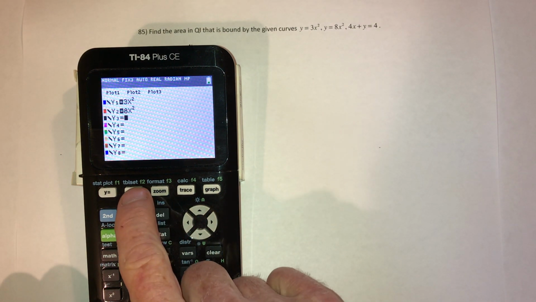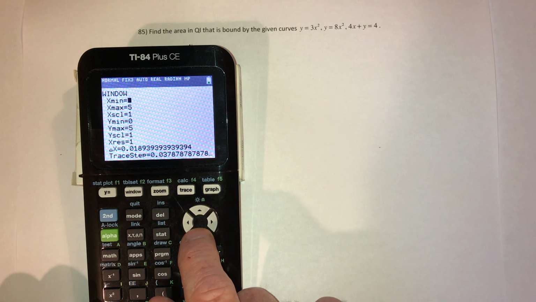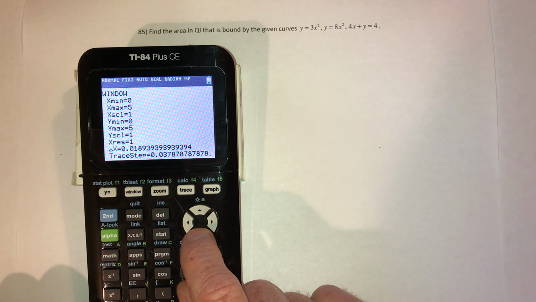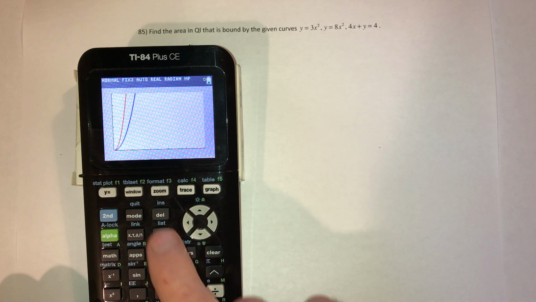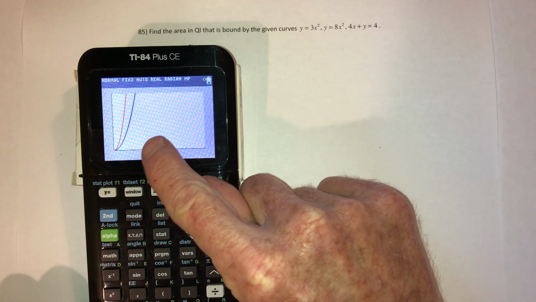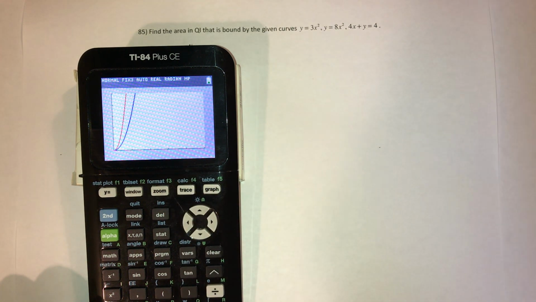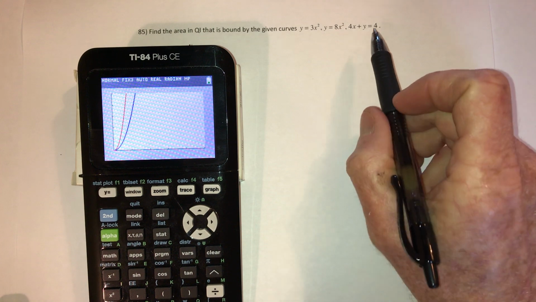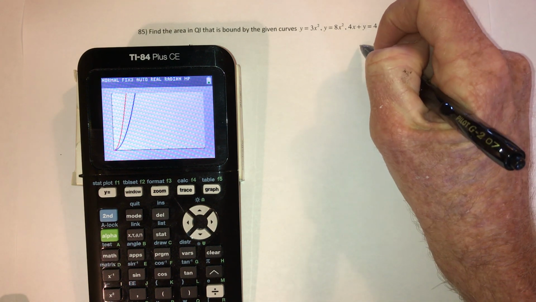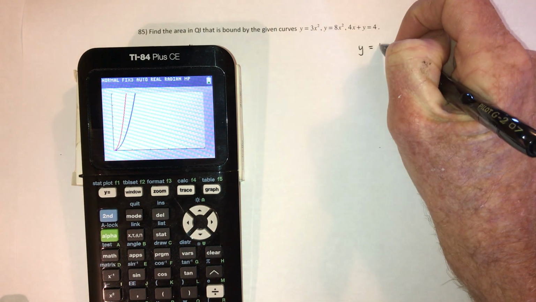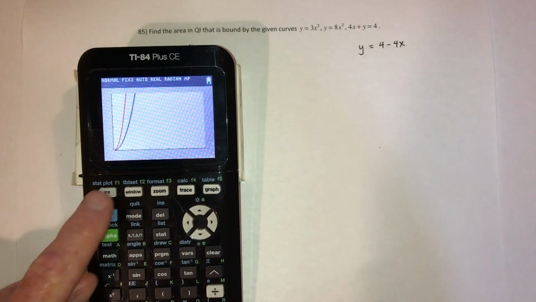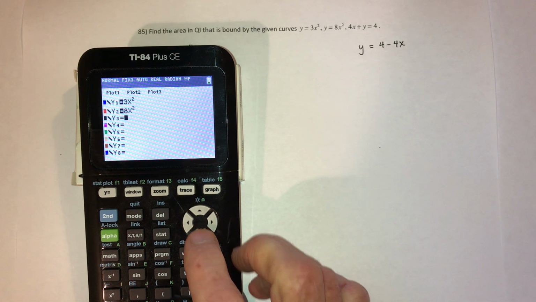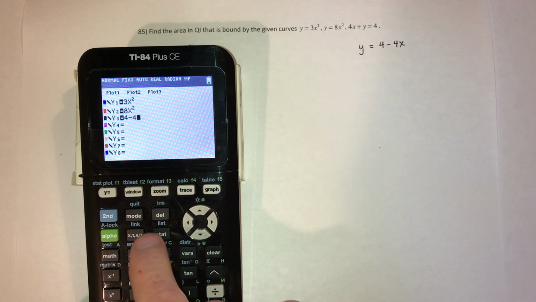So because it's quadrant 1, I'm going to change the window to go from 0 to 5 for the x's and 0 to 5 for the y's. And then we've got the two parabolas. So actually going out to 5 was too much. Maybe just 2. Well, I'll adjust that in a moment. Also, I need to graph this one. So solving for y, it's going to be 4 minus 4x.